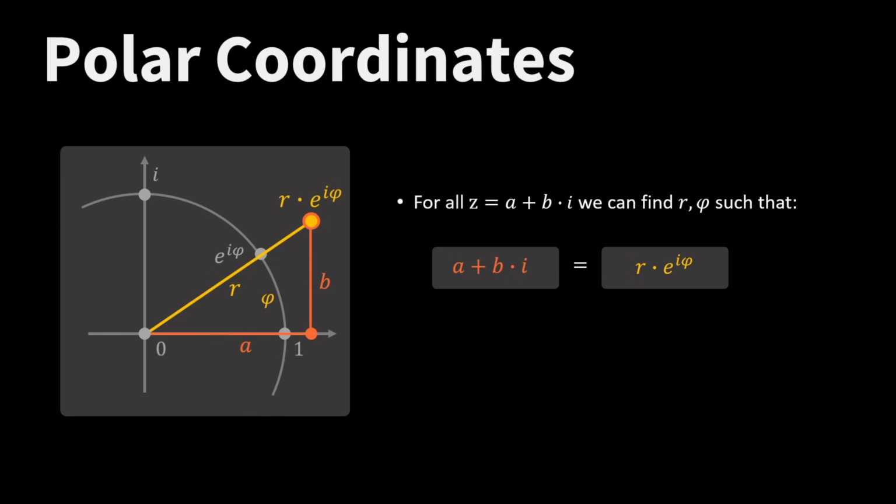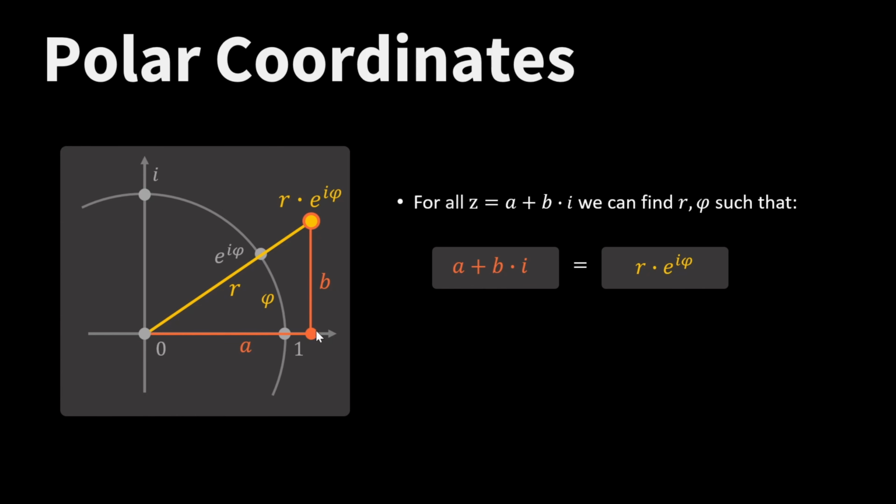To answer this question, I need to briefly introduce you to polar coordinates. It is quite easy to see that for any complex number a plus b times I, we can find r and phi such that a plus b times I is r times e to the power of I phi. e to the power of I phi is a number on the unit circle, as we saw before. Multiplying a complex number by a constant r moves it along the line to the origin. If r is smaller than 1, it moves it towards the origin. If r is larger than 1, it pushes it away from the origin.